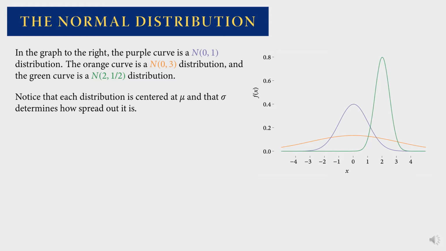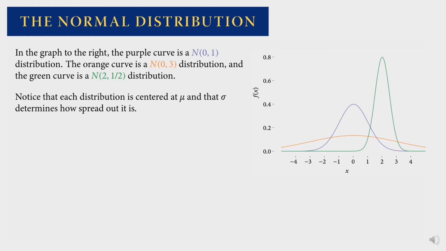If you increase sigma, it widens the curve. This orange curve has a normal distribution with mean 0 and standard deviation 3. It has the same center as the standard normal distribution. They're both centered at 0, but it's wider. And notice that there's more area in the tails. If you draw from the orange distribution instead of the purple one, you're more likely to get a value far from the mean.